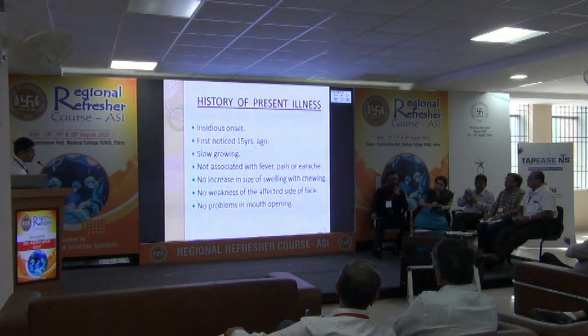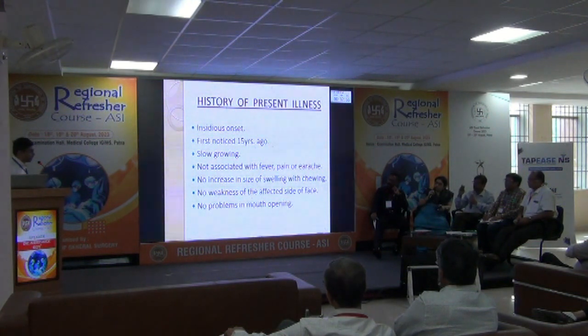What else would you have mentioned? If you want to have some symptoms of facial nerve palsy, what specifically? You say no weakness affecting one side of the face. The deviation of the angle of the mouth. Number one. Number two, from the history?